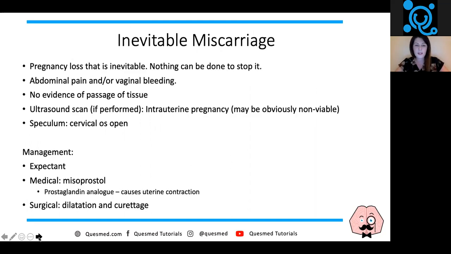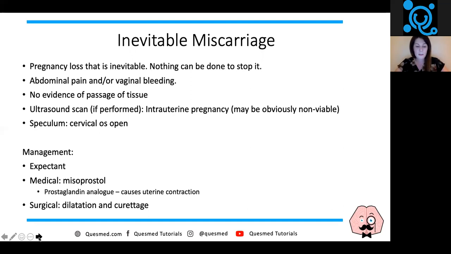So starting with an inevitable miscarriage, this is a pregnancy loss that is inevitable. Nothing can be done to stop it. This might present with abdominal pain and or vaginal bleeding with no passage of tissue. If a scan is performed, it might reveal an intrauterine pregnancy, so a pregnancy in the womb. It might be non-viable. So there might be a gestational sac, but no fetal pole, or there might be a fetus, but no fetal heartbeat. Depends on gestation. If you perform a speculum examination, the os is open.